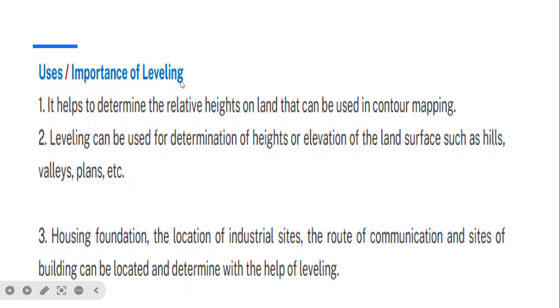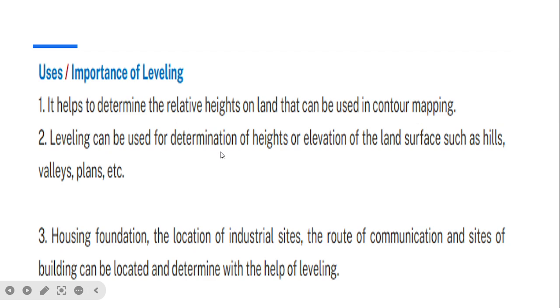Here are some of the reasons why leveling is crucial in our daily lives and in our study. The first one is that it helps to determine the relative heights on land, which can be used in contour mapping. This is important when you're trying to understand the relative heights of various points on the land, which can later be used in contour mapping.